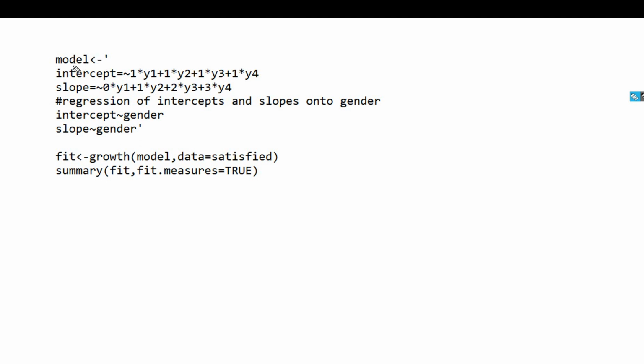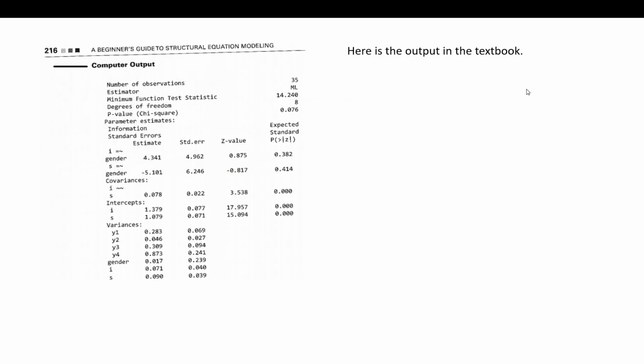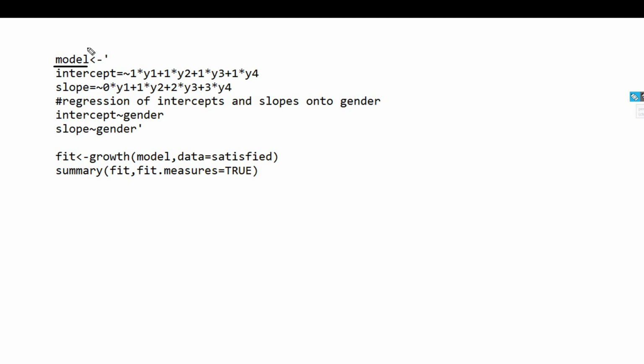So this is my specification, and I'm just calling the data object, the object containing the model specification, model. It's basically arbitrary. Previously, they used the satisfy name, and I'm just using model right here.